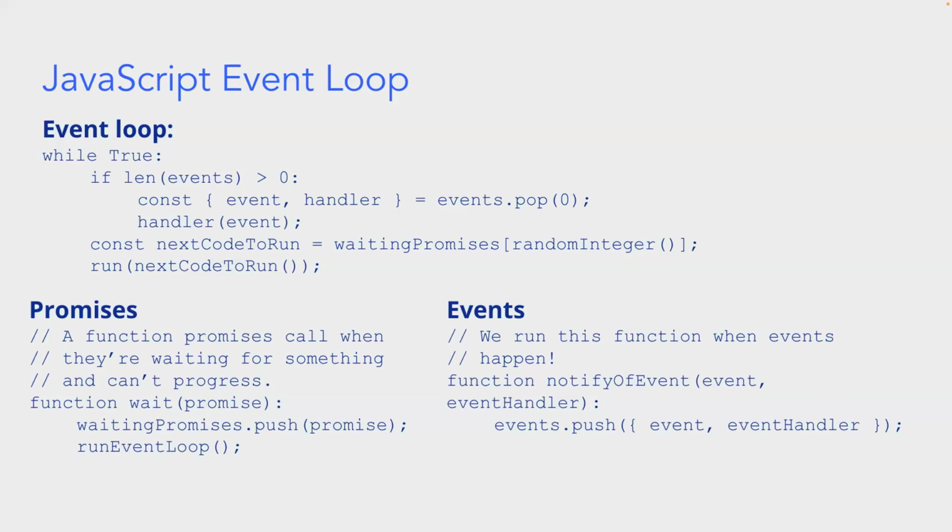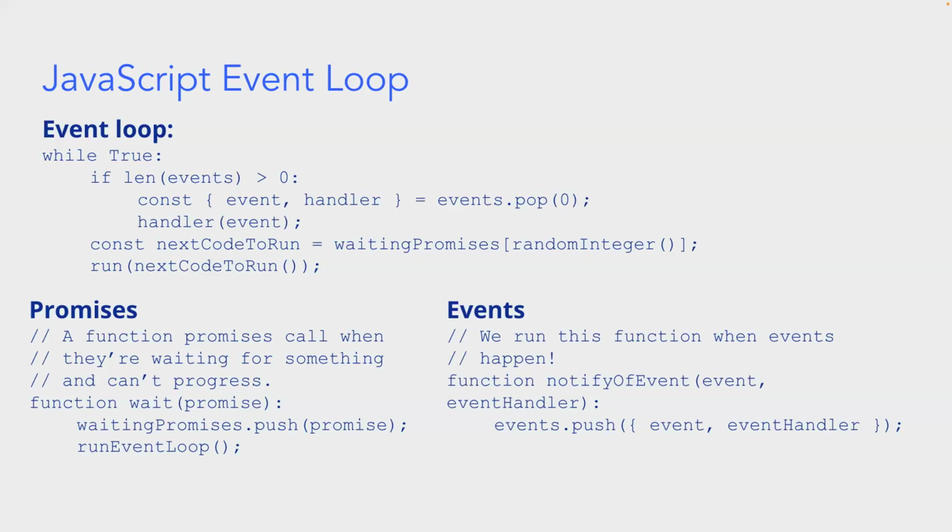And events also just have to add themselves to that events queue as well. So to notify that an event has happened, we're going to add the event and the handler to the event queue. And they're two separate queues for promises and events because they're different things and they run in a different way.